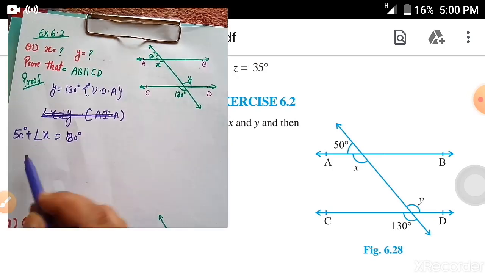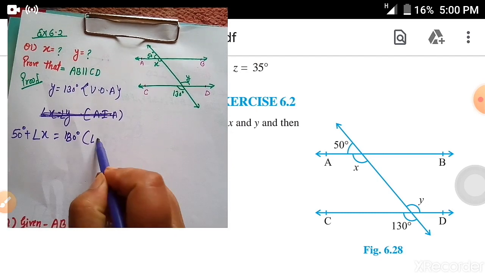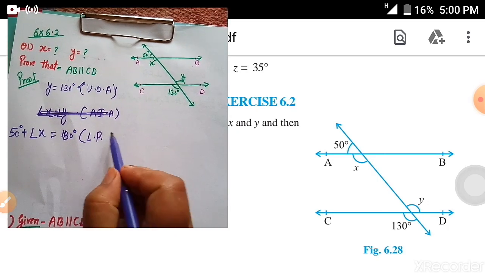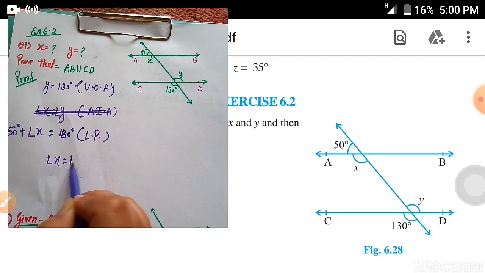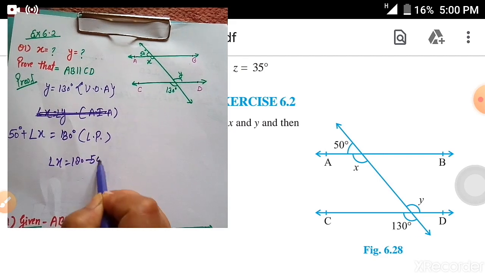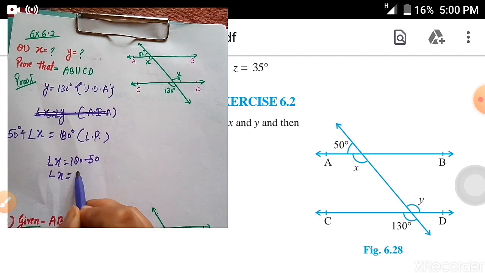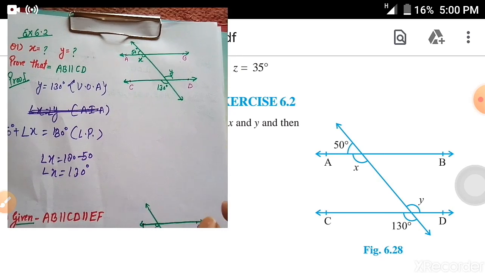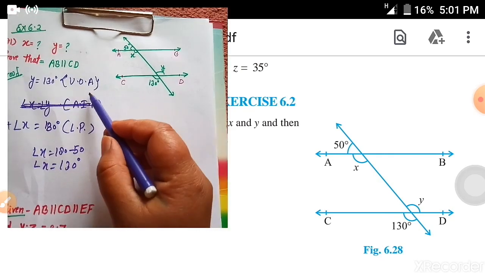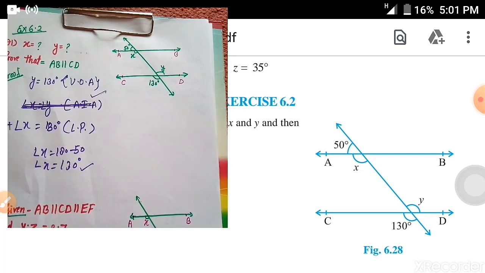X plus 50 equal to 180 degree. Why? Because these are linear pair. Now see, angle x is equal to 180 minus 50 degree. That means angle x equal to 130 degree. Now you can see that value of y and the value of x both are equal to each other.